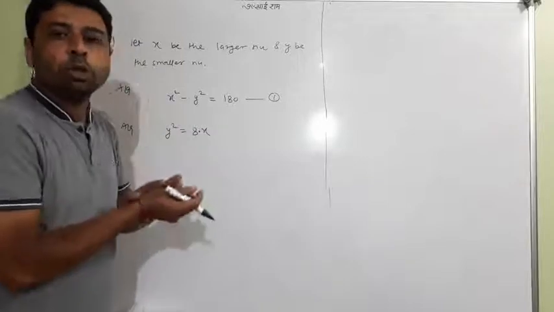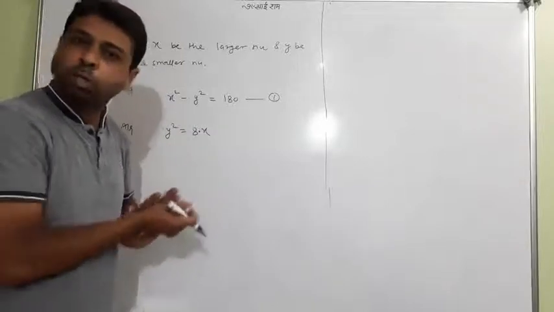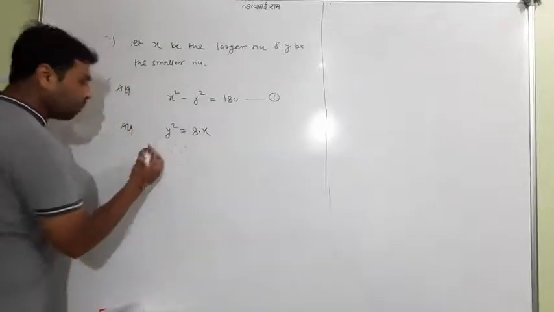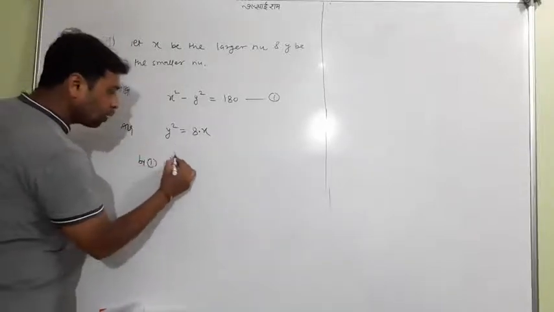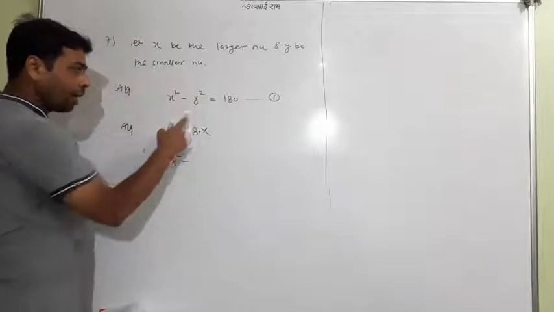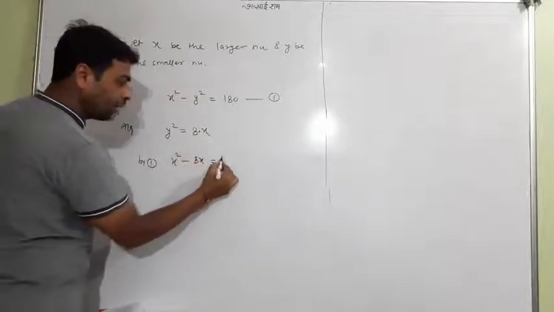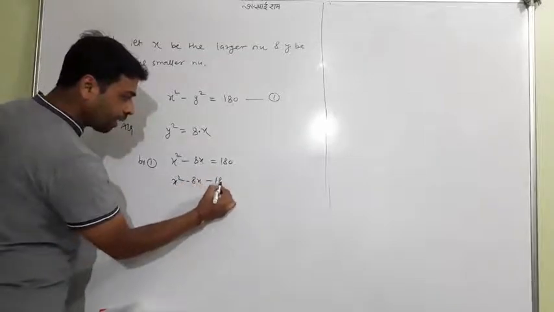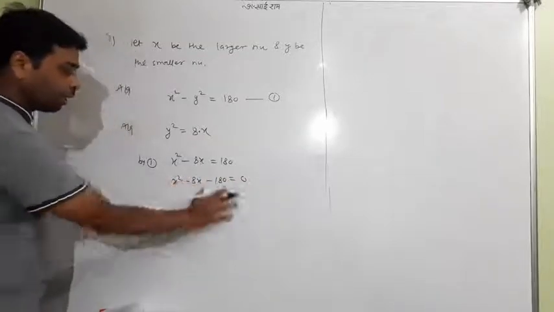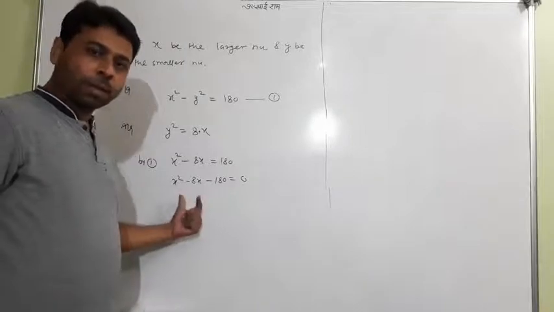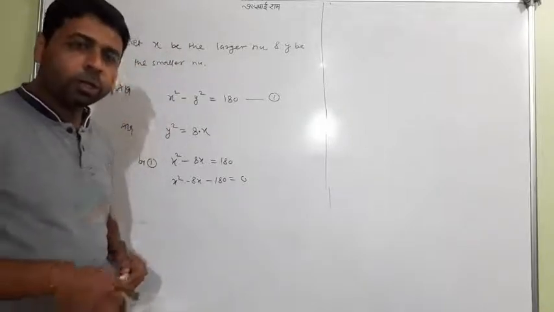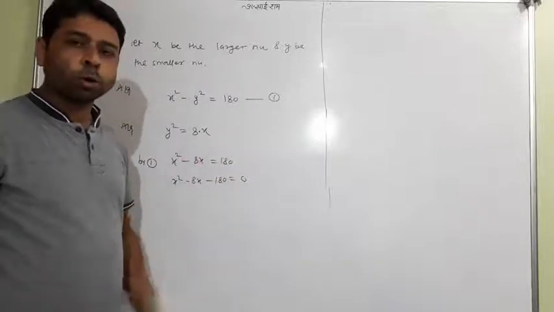I already told you, whenever you take x and y, two variables, you shouldn't be afraid, but you have to merge them ultimately. And this time I'm doing so: x square minus, instead of y square I'm writing 8x, equal to 180. And I transfer 180 to the left hand side. So this is going to be a very simple quadratic equation, and further work is your job. I'm not telling, because it is very simple. You can use the formula method and you know what to do.